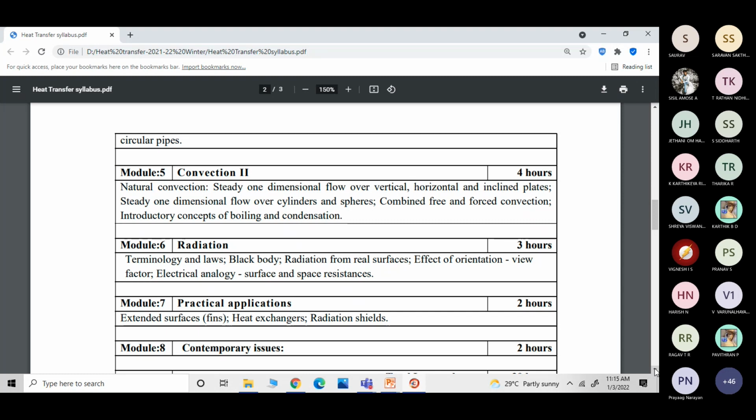Similarly, when we talk about radiation, we will be discussing the basic terminologies. As I mentioned earlier, we will be discussing Wien's displacement law, Stefan-Boltzmann law, etc., and what is a white body, a black body, a gray body. And similarly what is a real surface and the electrical analogy. We will discuss emissivity, reflectivity, absorptivity, black body, white body, gray body.